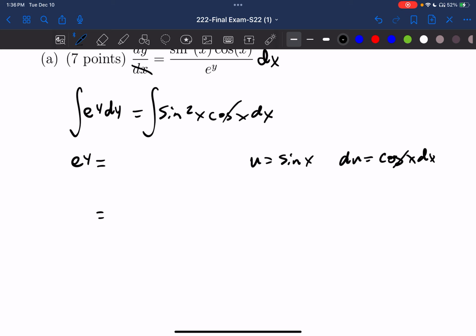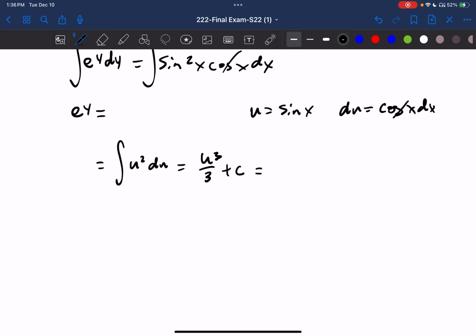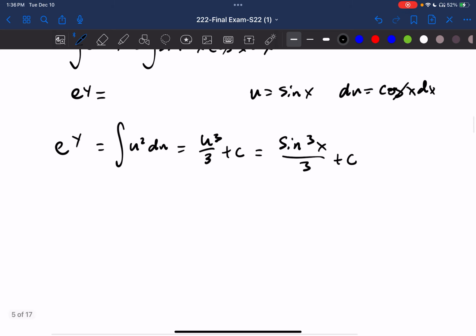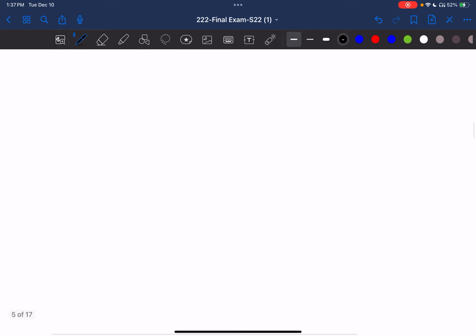Therefore this will be equal to the integral of sine squared, but sine x we set as u, so it's going to be u squared du. This will be equal to u to the third power divided by 3 plus c. We started with x, now we're in u, so we need to replace u with what it is, which is sine x. So this is going to be equal to sine cubed x divided by 3 plus c, and all of this will be equal to e to the y. So our final answer is e to the y equals sine cubed x divided by 3 plus c. You can solve for y if you want to, just take ln of both sides, but there's no need here.